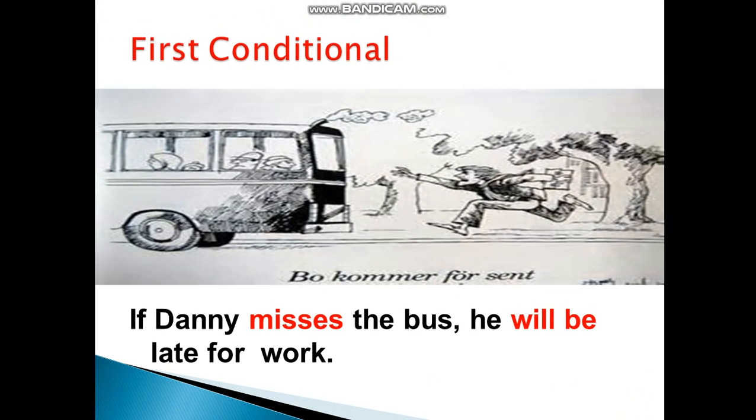First conditional. As you all know, first conditional is used to talk about things which are likely to happen in the present or the future. So part of it is to indicate the present and the second part to indicate the future. Like the example in front of you, if Danny misses the bus, he will be late for work.